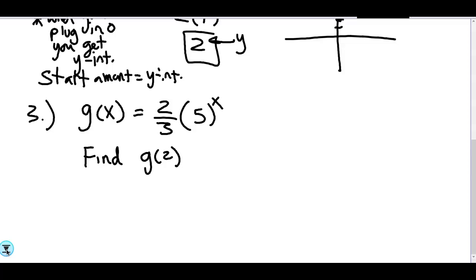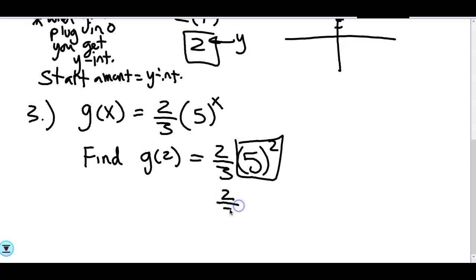Okay, so what's the first thing I do? Plug it in. So it's going to look like this. You guys good? And what do we do first? Exponents. What's that going to be? 25. Okay, now here's where the new thing comes in. Over 1. Yeah, just put it over 1 and go straight across, right?